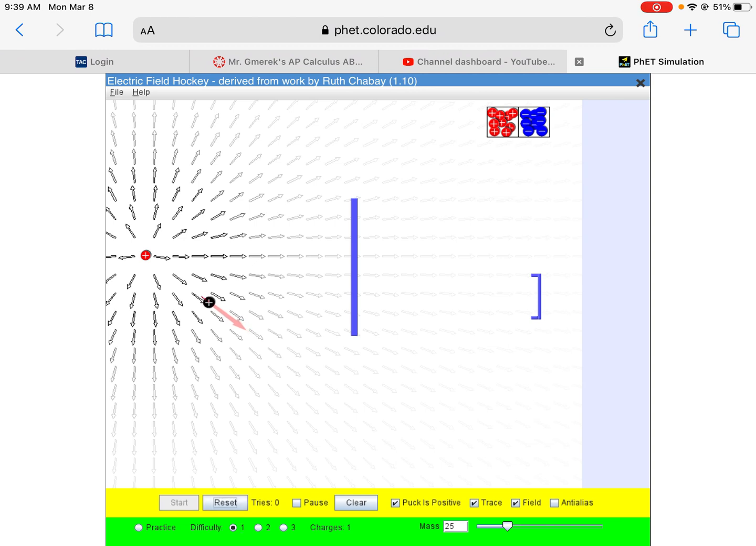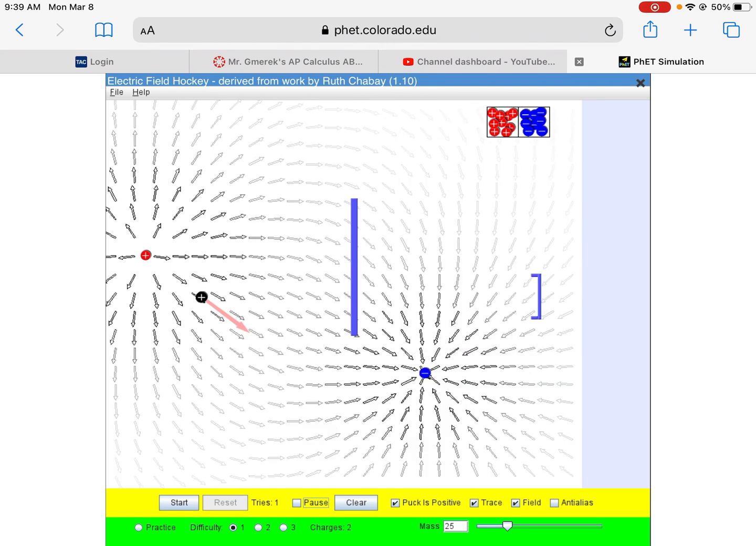So if I hit start right now, you can see it's just going to follow the electric field lines, just like the slope field did. So that's not good. I need it to turn down there. So we can try hit reset, not clear. Clear gets rid of all your charges. So maybe we try negative here and see how it changed the field completely. So now it's going to turn back.